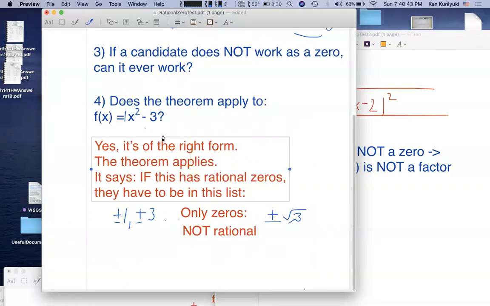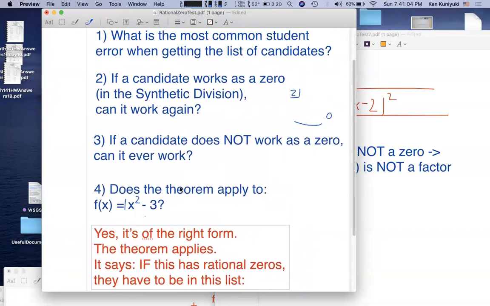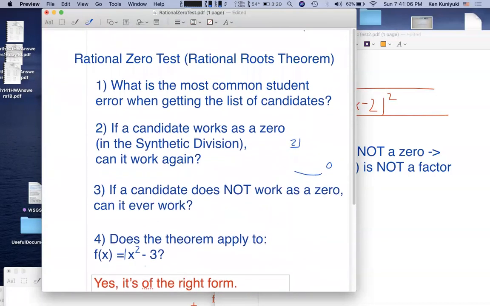So here's the thing. The theorem applies. It's true that if it has rational zeros, it's in this list, but this thing has no rational zeros. So none of the numbers in this list worked. All right. So the theorem applies. It's just that none of the zeros were rational. So it didn't help us any in terms of cracking this thing. All right. Next up, we're going to talk more about factoring.